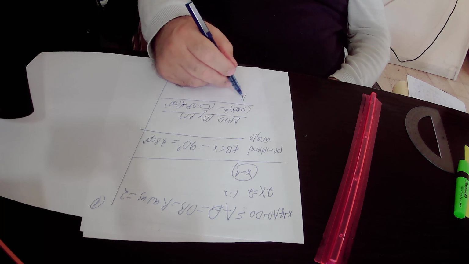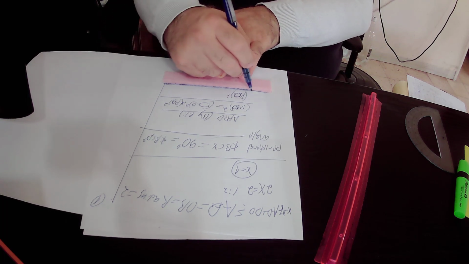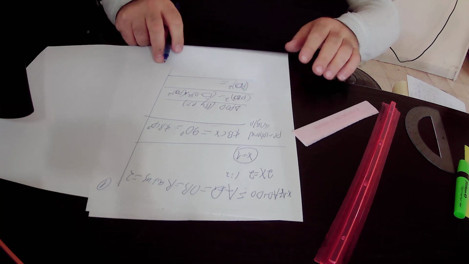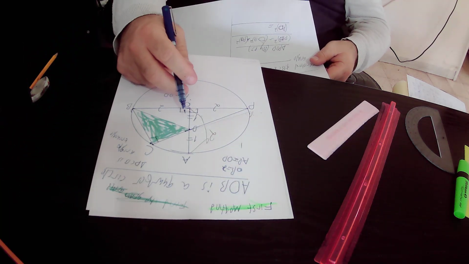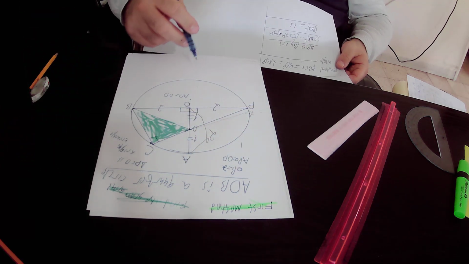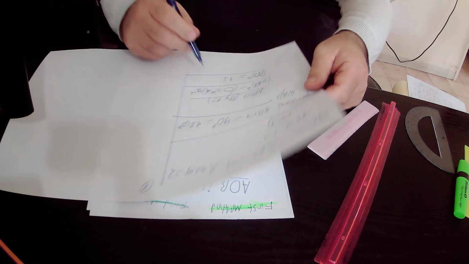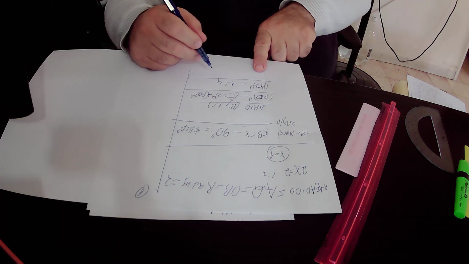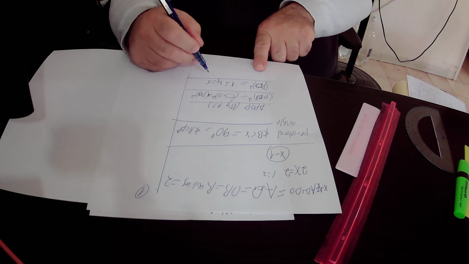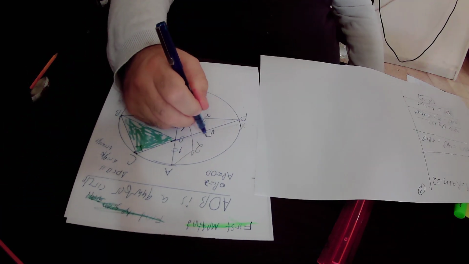So PD square, that is the square of the hypotenuse, must be equal to DO square. DO is 1, so DO square is 1 square, that is 1, plus PO square. PO equals 2, so PO square is 2 square, that is 4. So in conclusion, we found that PD square equals 1 plus 4, that is 5. We will take the square root of this equation, and we get that PD equals the square root of 5 units.